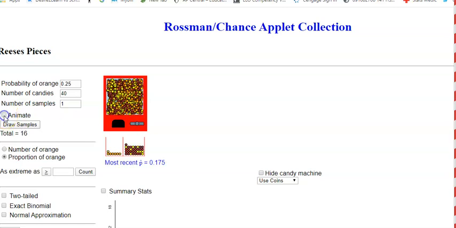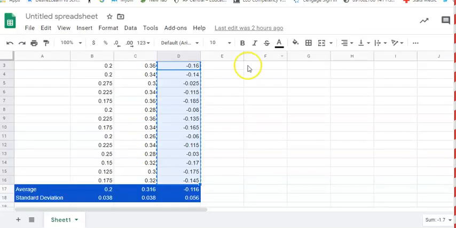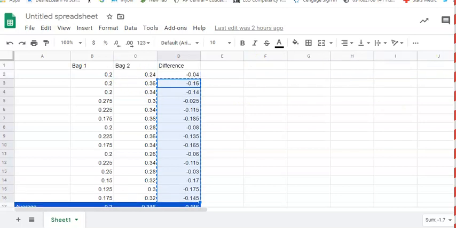If I take off the animation, I can do many of these, and what you're looking at is my first sample is 27%, my second sample is 17%, my third sample is 30%, and I can do that many times. And I did that for you over here. Well, I didn't do it many times, I did it 15 times. So this first column, the one on the left, is from bag 1. The second column is from bag 2.